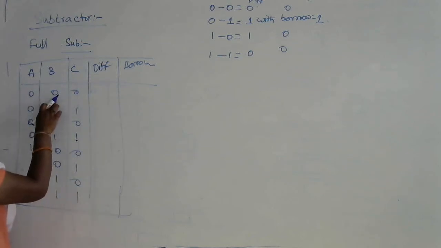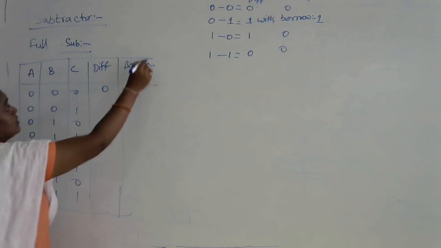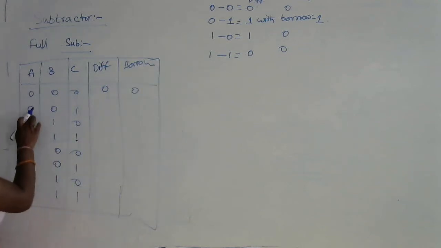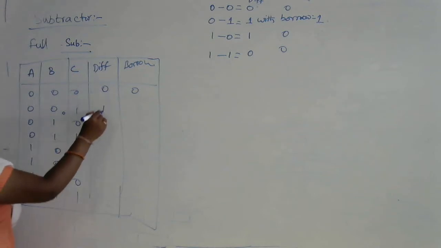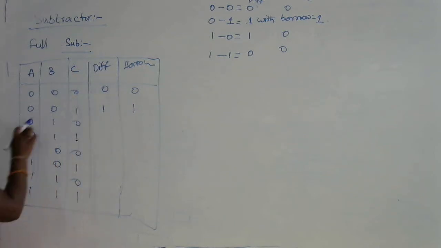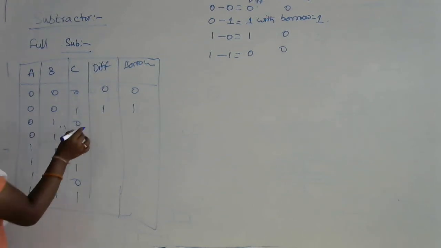0 minus 0 is 0. So difference is 0, borrow is also 0. 0 minus 0 is 0. 0 minus 1 is 1 with borrow 1. So difference is 1, borrow is also 1.